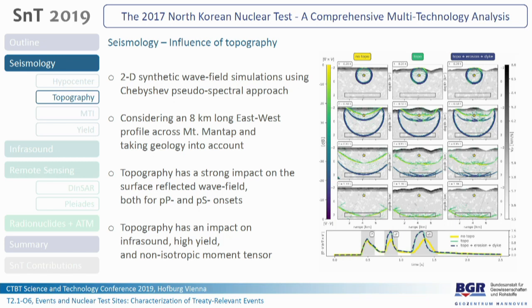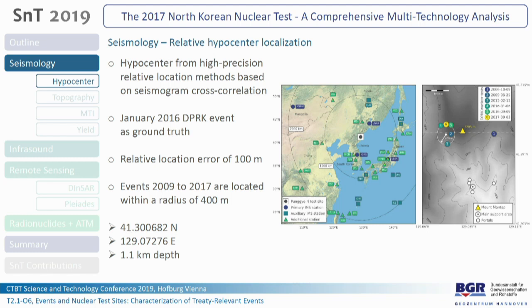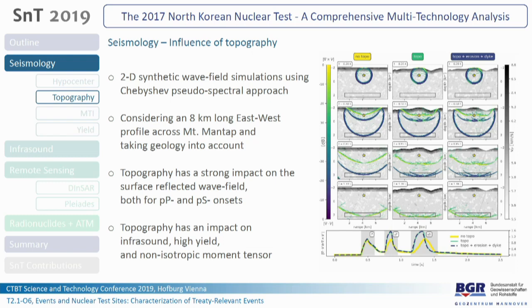Mount Mantap has a very steep topography, and we try to look at what the influence of topography is on the propagation of seismic waves and also on the generation of seismic waves. We use a 2D synthetic wave field simulation with a pseudo-spectral approach. We consider an 8-kilometer long east-west profile across Mount Mantap, shown here. This is the profile that we use, and we take into account the geology to the best of our knowledge, of course. You can see the models here.